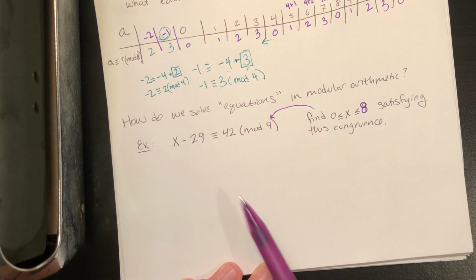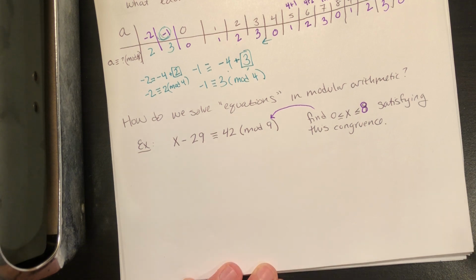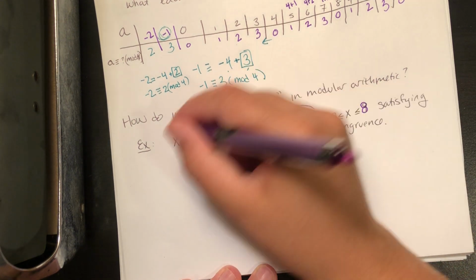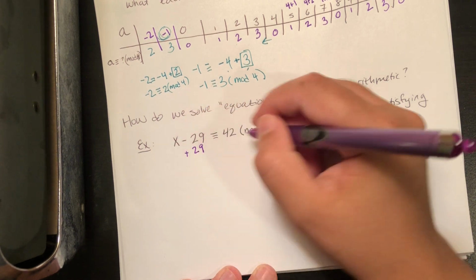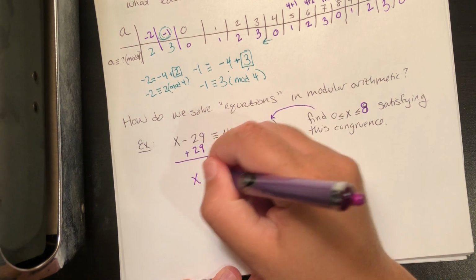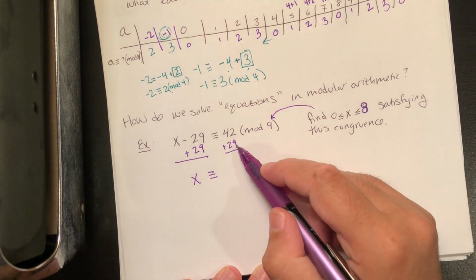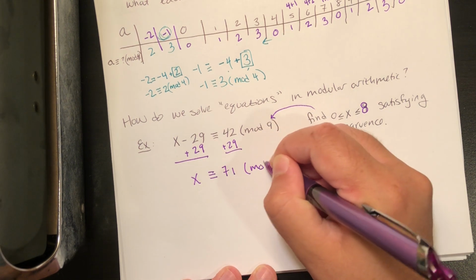So with addition and subtraction, it works similar to normal solving an equation, where we can get x by itself, in this case by adding 29 to both sides. That leaves us with x over here. And on the right hand side we get 71 mod 9.